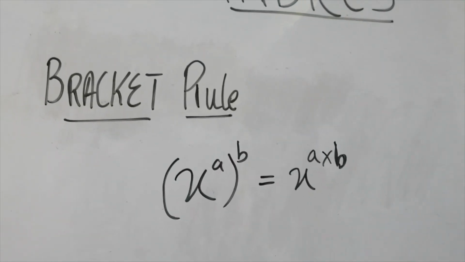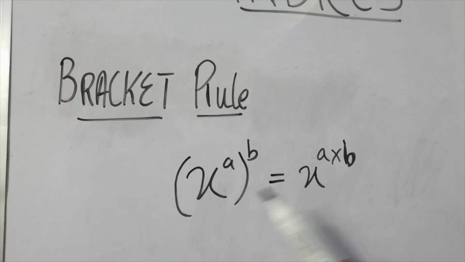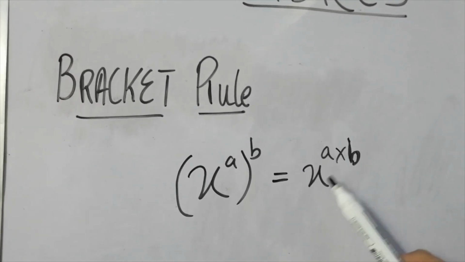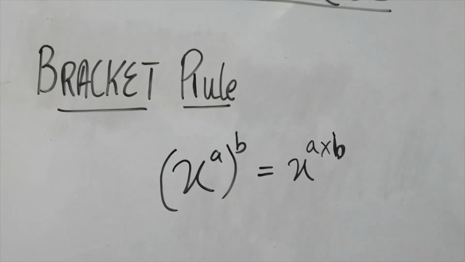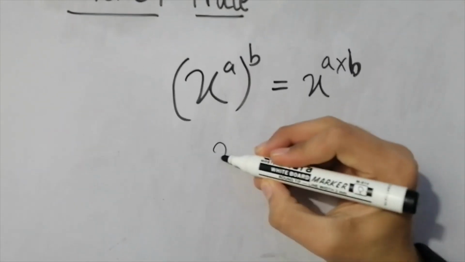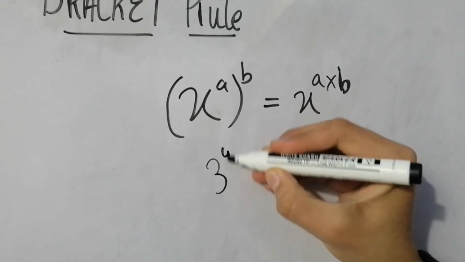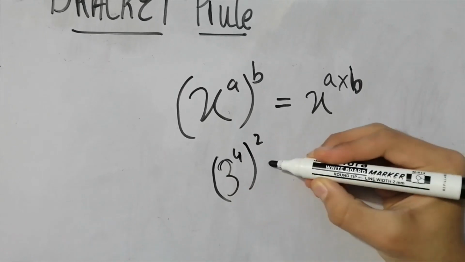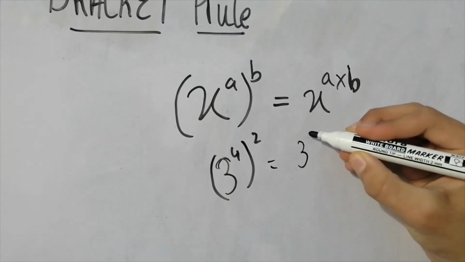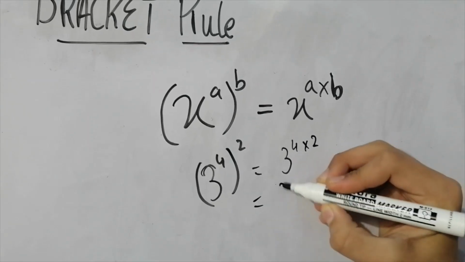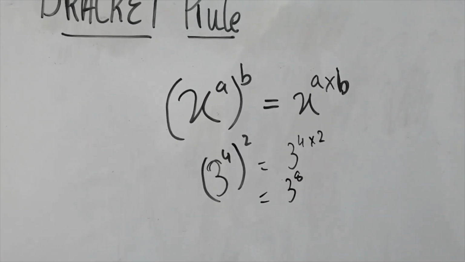So this next rule is very simple. It states that x power a whole power b becomes x power a into b. So an example would be 3 power 4 whole power 2. This will become 3 power 4 into 2, which would become 3 power 8.